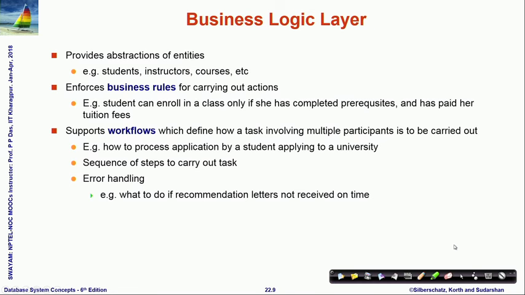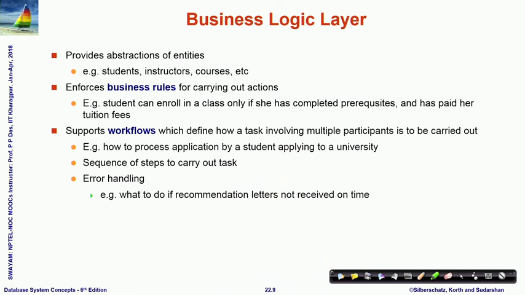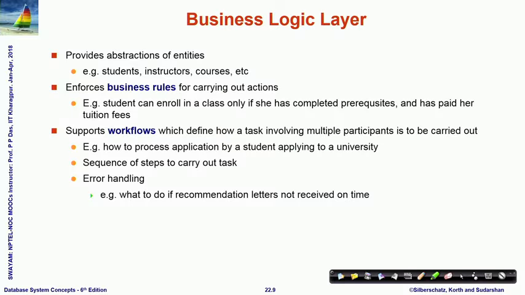So, coming to the business logic layer specifically, that will provide abstraction of various entities: students, instructors, courses, mails, your accounts, balance and so on, and that will enforce business rules for carrying out tasks. So, a student can enroll in a class only if she has completed prerequisites. You can transfer funds from one account to the other, provided you have the authority to transfer, provided you have enough funds in the account that is going to get debited and so on. Those are the different business rules which will be employed by the business logic layer.